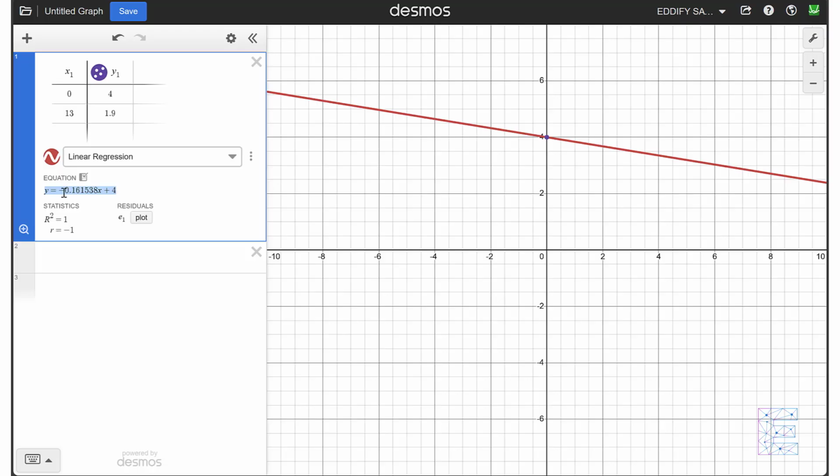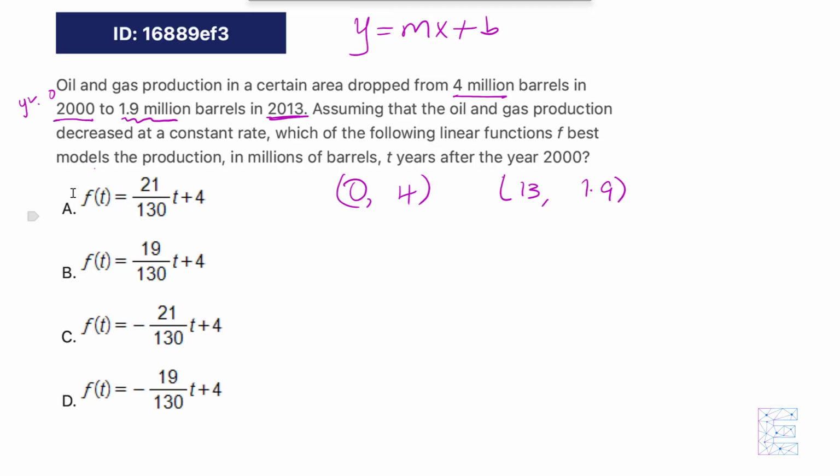But the problem is the slope has been given to us in the form of a decimal, whereas if you look at the actual answer choices, they're in fraction form. So let's look at the answers one more time so we can try to figure this out. We can see that we have two main types of fractions. There's 21 over 130 and there's 19 over 130.